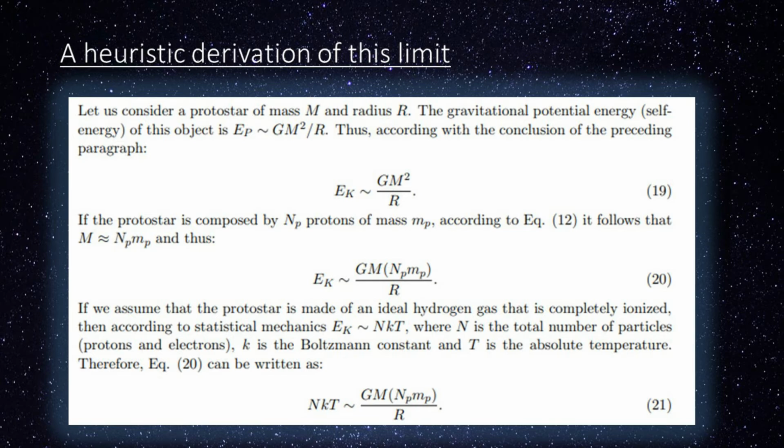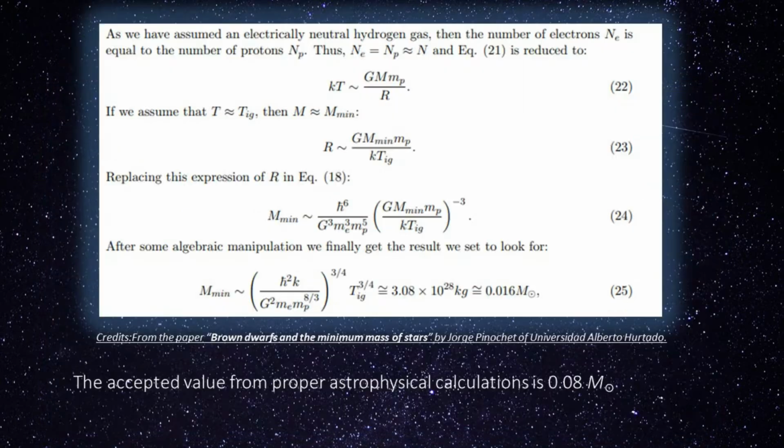If we assume that the protostar is made up of ideal hydrogen gas that is completely ionized, then according to statistical physics, E is approximately N k_B T, where k_B is the Boltzmann constant, N is the total number of particles, and T is temperature. Now equating these two values of energy, we get N k T approximately G M N_p m_p / R. Cancelling N, as we have assumed electrically neutral hydrogen gas where N_e = N_p = N, we get kT approximately G M m_p / R. If T is approximately T_ig, the minimum temperature required for ignition of hydrogen to helium, and M is the minimum mass required for star formation, then we get R approximately G M_min m_p / (k T_ig).